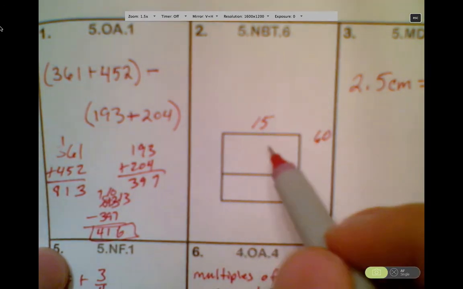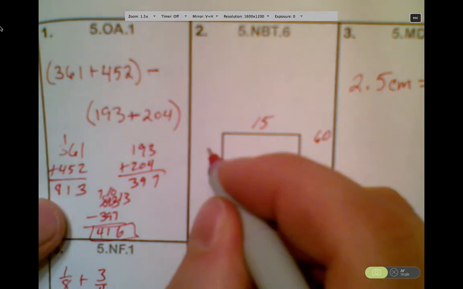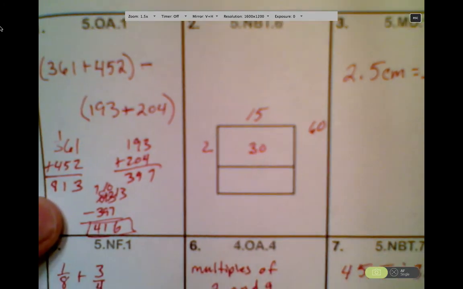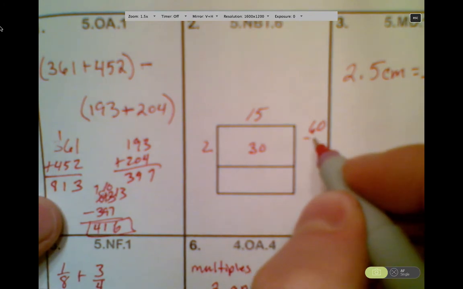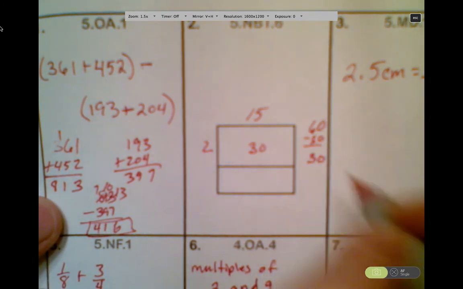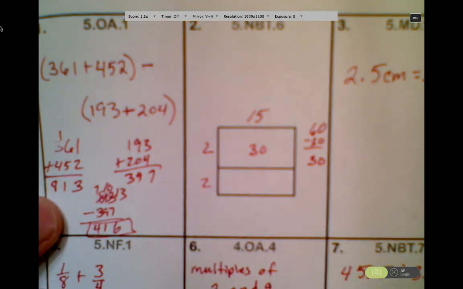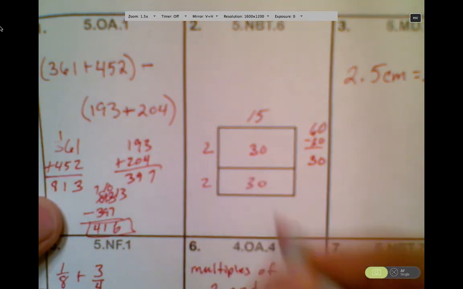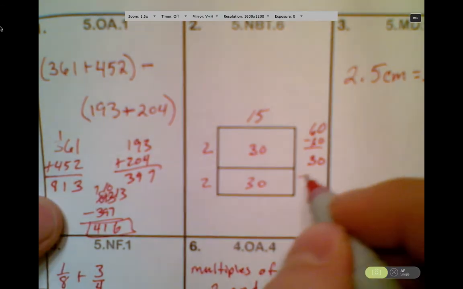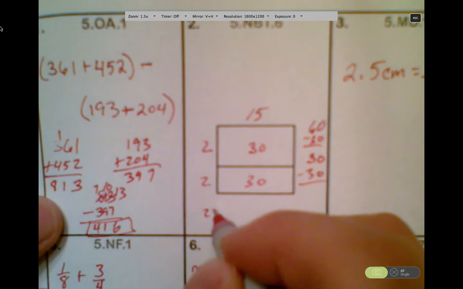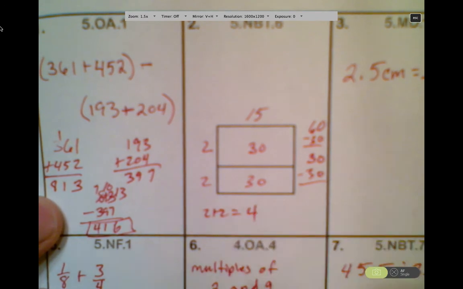I know that 15 times 2 is 30. I'm going to put a 2 over here, and there's my 30 in there for my area. I'm going to subtract it from this. And that means I got 30 left over. Well, that's pretty simple for me. You got another 2 right there. Again, we already know that's 30. I got no remainders going on here. And I add these two digits together. It's 4.